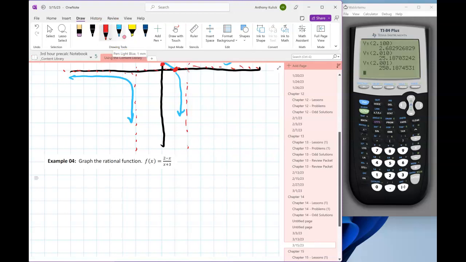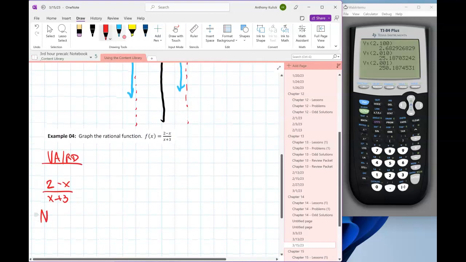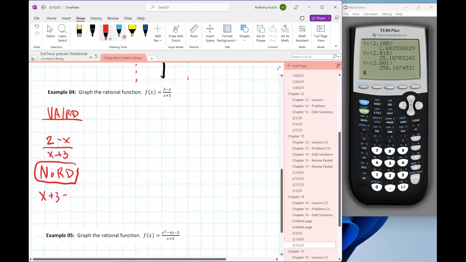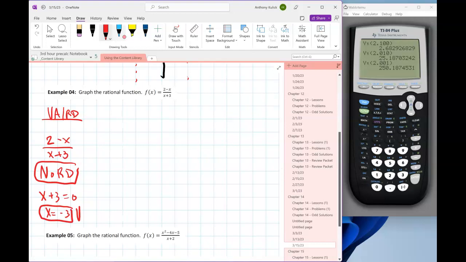Okay, so we start with vertical asymptotes and removable discontinuities again. So how do I factor 2 minus x? Okay, that's prime. And how do I factor x plus 3? Yeah. Okay, what does that tell me about the removable discontinuities? That can't reduce because they're both prime. So to find the vertical asymptotes, I just take the denominator, set it equal to 0, and I get one vertical asymptote this time.